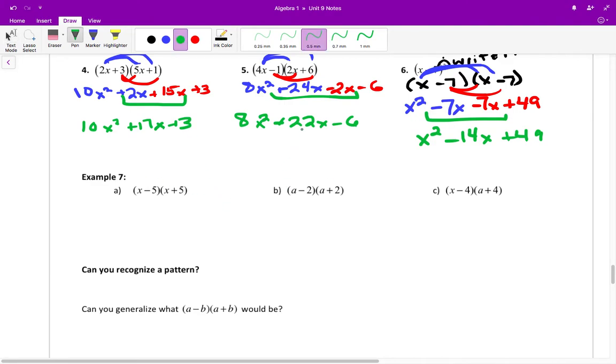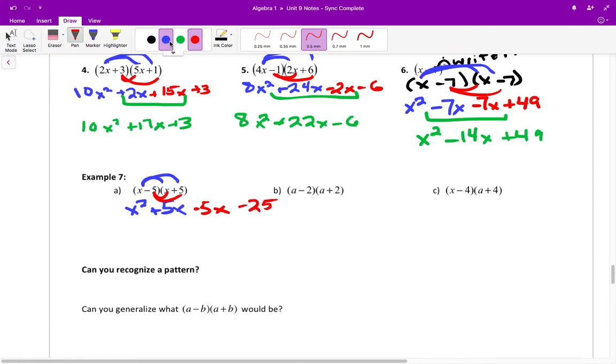Okay, so we're going to go ahead and multiply like we normally would. So on number 7, part A, take x multiplied by x is x squared. X multiplied by 5 is 5x. And then go through and do your second round of distributing. So negative 5 multiplied by x is minus 5x. Negative 5 multiplied by 5 is a minus 25.